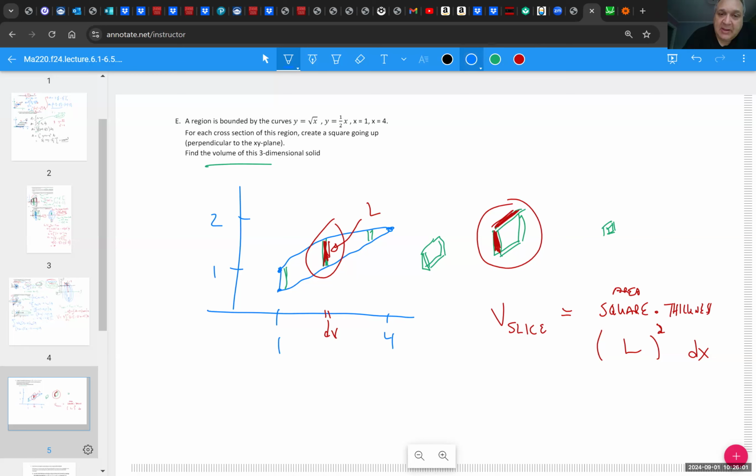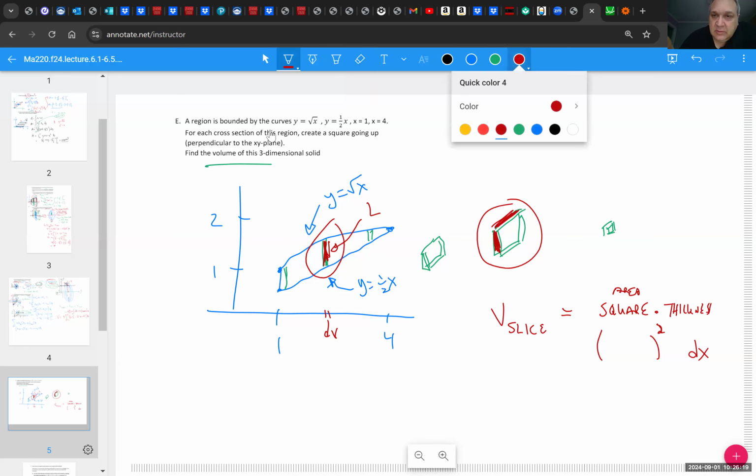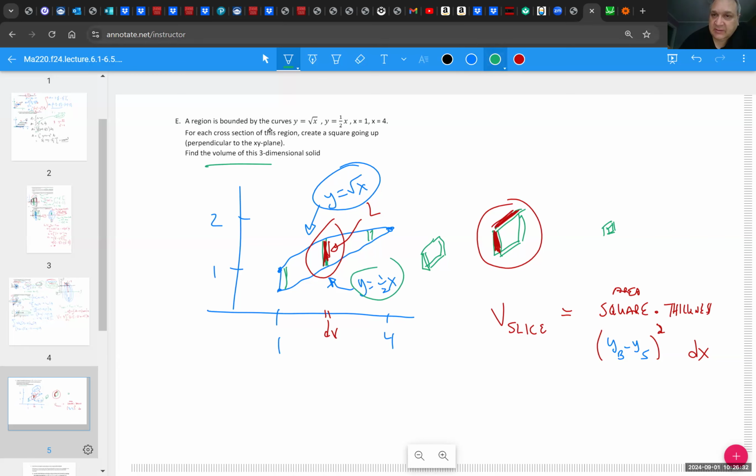So what is this top guy? I don't think I wrote it, but it's square root of x. What is this bottom guy? That's the 1/2 x. So I just subtract those two y values, and that's my length. That's the length of my square. So I'll do y big minus y small, but we know what the big Y is. The big Y is up here. It's just square root of x. And the small y is down here. The small y is 1/2 x.